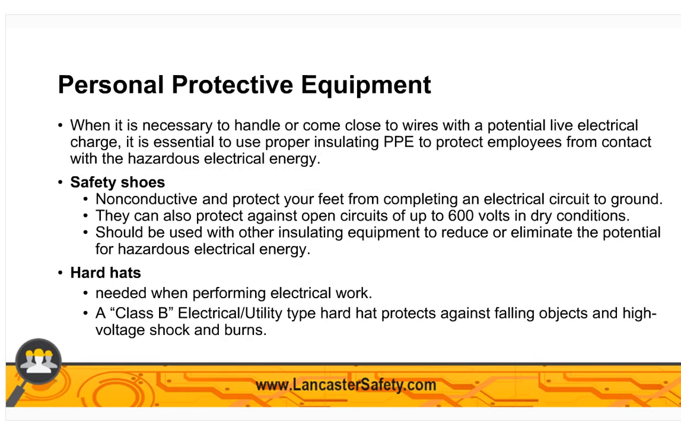Another way that we can protect employees from accessing live parts and subsequently becoming injured is to use different types of personal protective equipment. We only have a couple listed here, which would include safety shoes. Typically those would need to be non-conductive, to protect your feet from completing the electrical circuit to ground. So we would want the material to be thick leather with rubber soles, preferably not soaking wet, as well as Class B electrical or utility type hard hats. Other articles of clothing, depending on the risk assessment that may have been performed, could include arc flash related clothing, consisting of long sleeve shirts as well as pants, protective gloves, safety glasses, and even hearing protection.